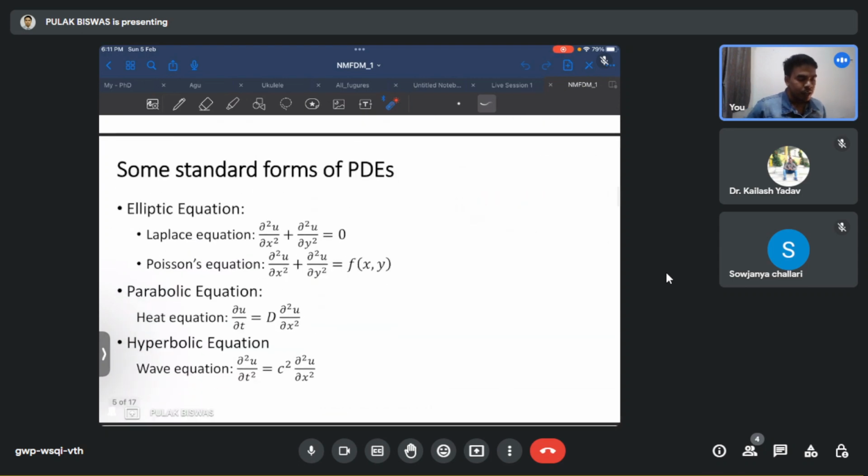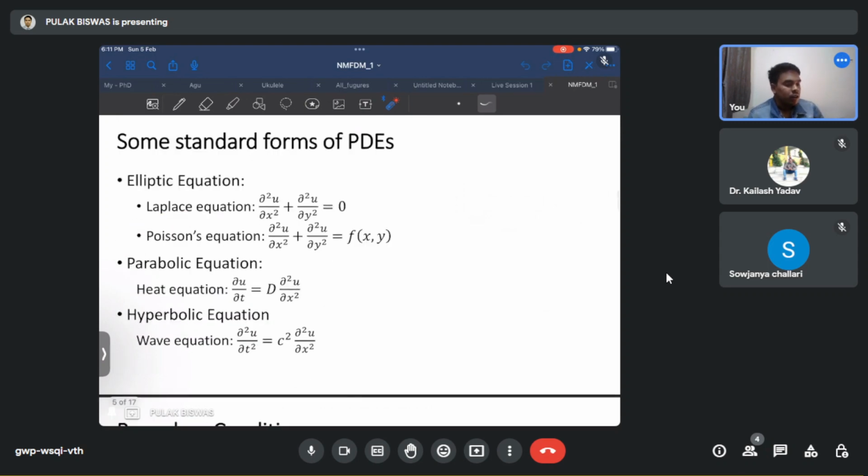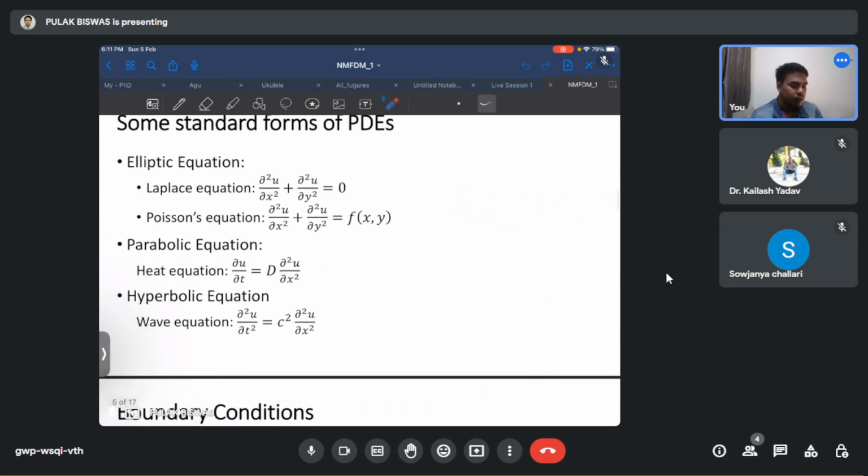And there are a few standard forms of PDEs of different classes. For elliptic classes, we generally consider Laplace's equation and Poisson's equation. For the parabolic case, the most important one is the heat equation. It has a time derivative and a second-order spatial derivative of the primary variable u. And a common example of the hyperbolic equation is the wave equation, where we have second-order derivatives of the problem parameter u with respect to time and space both.